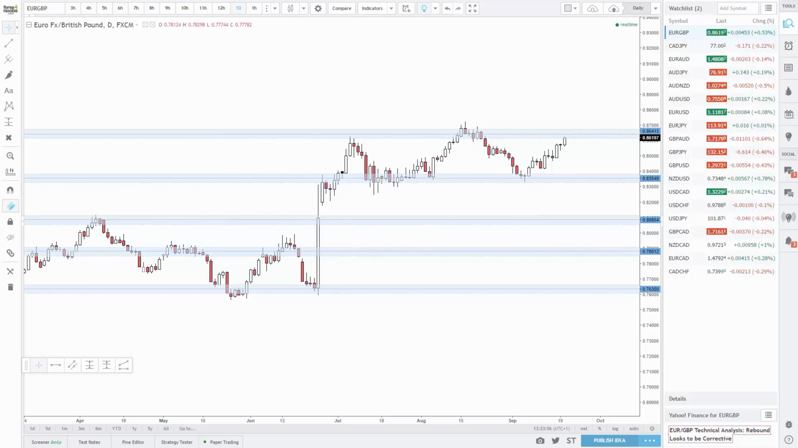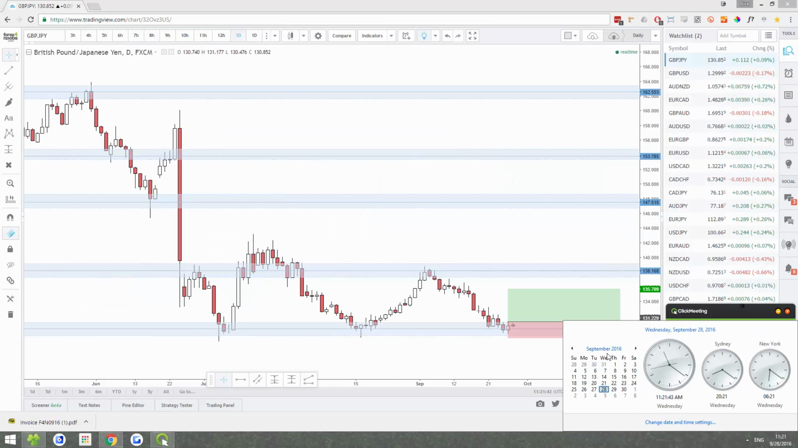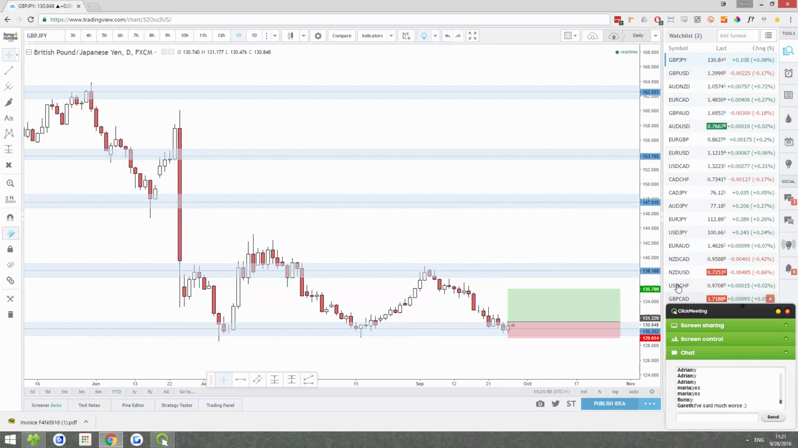Anyway, enjoy the analysis. Today is Wednesday, the 28th of September 2016, and the time is 11:21 a.m. here in the UK. You're looking at a GBPJPY daily chart. Let's get started with the analysis.